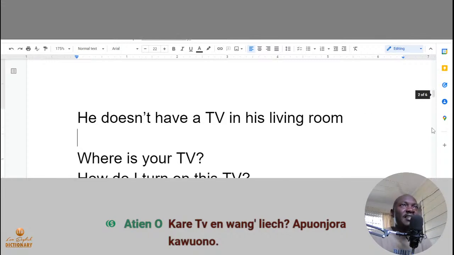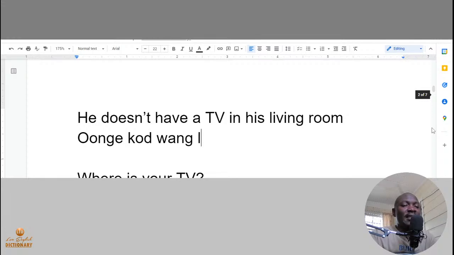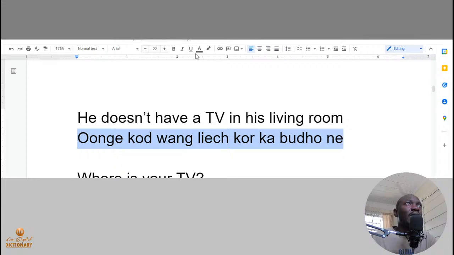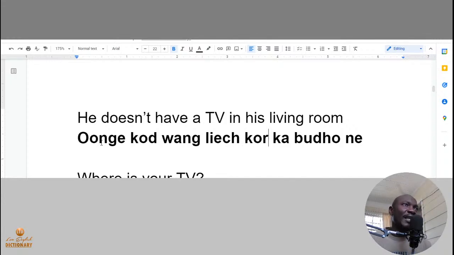He doesn't have a TV in his living room. Oonge kod wang liech kor kabudho. Kor kabudho ne. So, he doesn't have a TV in his living room. Oonge kod wang liech kor kabudho ne. His sitting room. He doesn't have a TV in his sitting room.